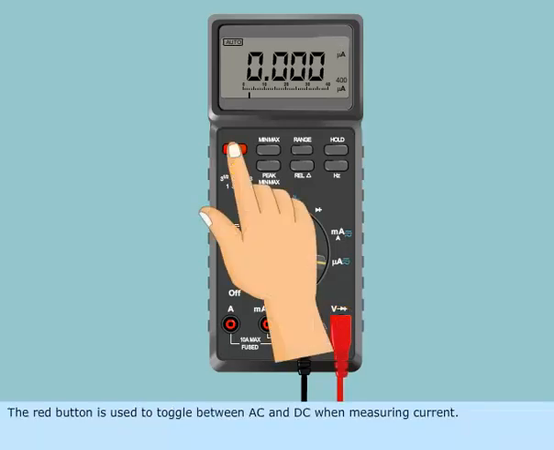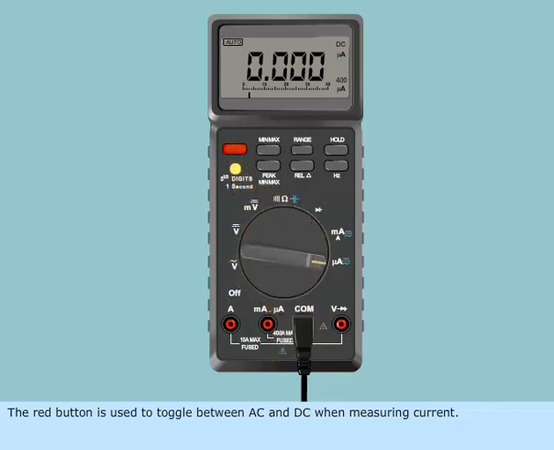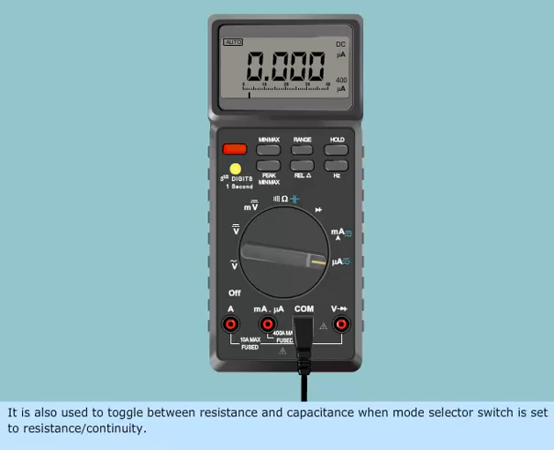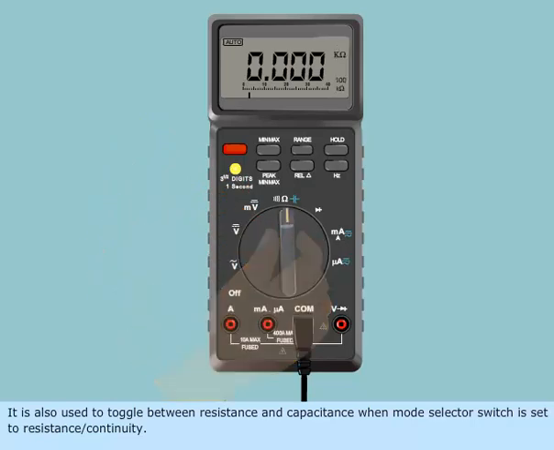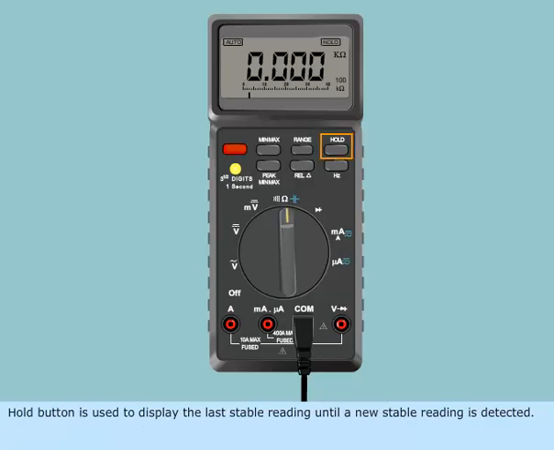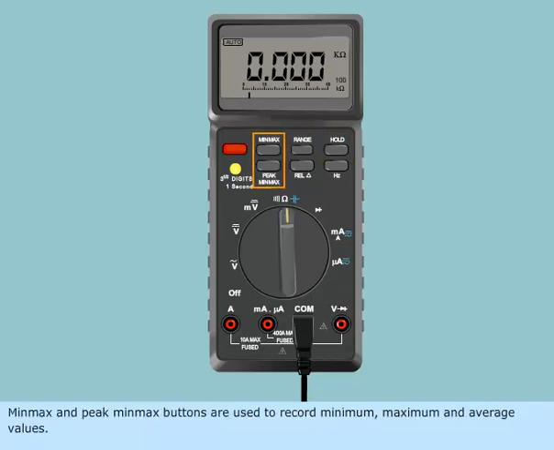The red button is used to toggle between AC and DC when measuring current. It is also used to toggle between resistance and capacitance when mode selector switch is set to resistance/continuity. Hold button is used to display the last stable reading until a new stable reading is detected. Min-max and peak min-max buttons are used to record minimum, maximum, and average values.